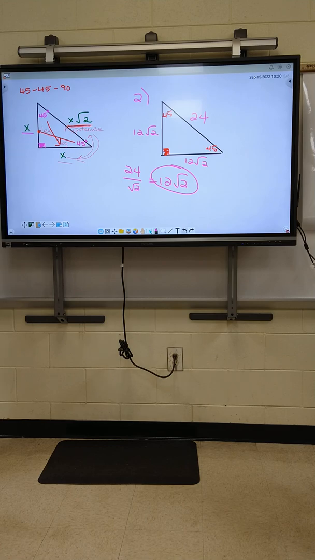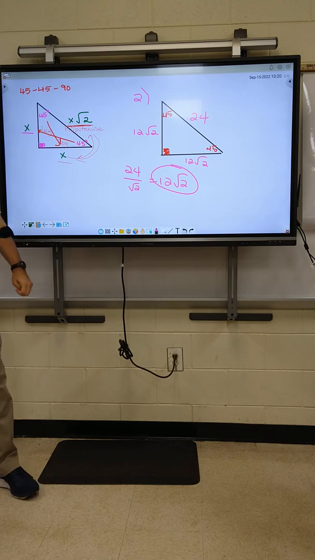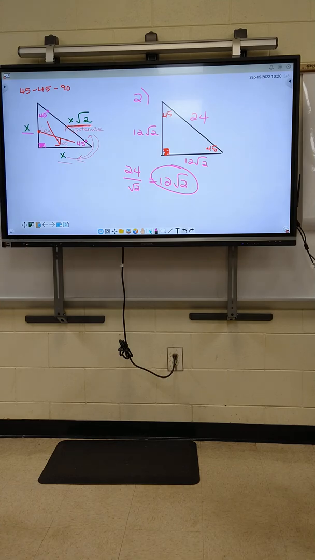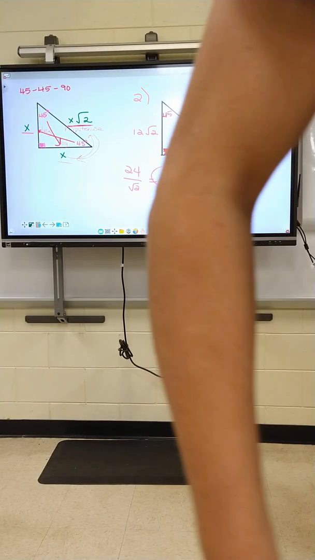On the first one, why wouldn't that be 2 root 2 on the other ones too? Well, they gave us that side as 2. All right, let's go to number 3.